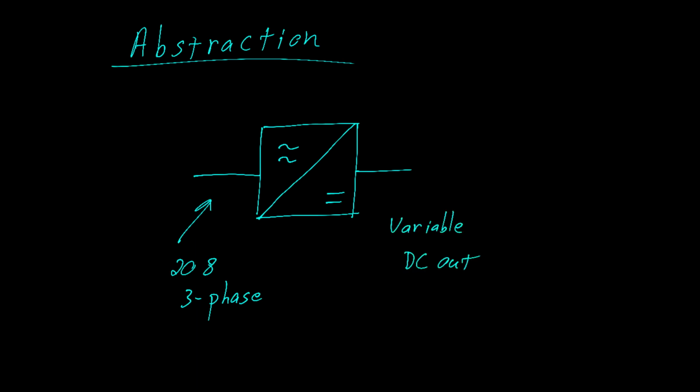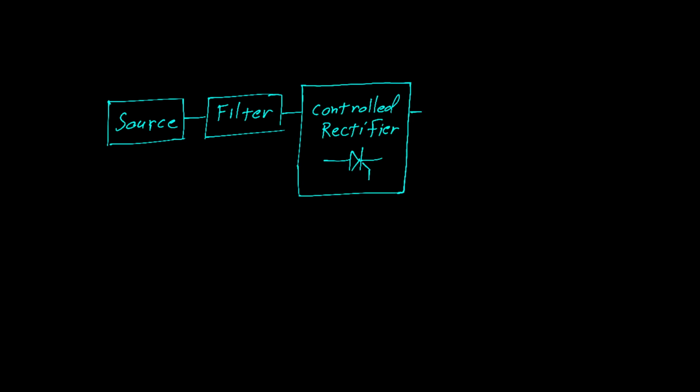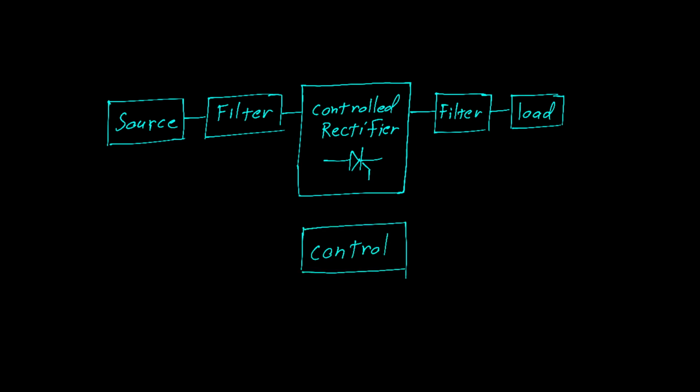This is good, but I think somewhere in between these two levels is a good place for us to live. For example, we could talk about the source being a block. We need a filter. We have our controlled rectifier now, another filter, and the load. Let's not forget the control system, which is used to control the firing angle of the SCRs.